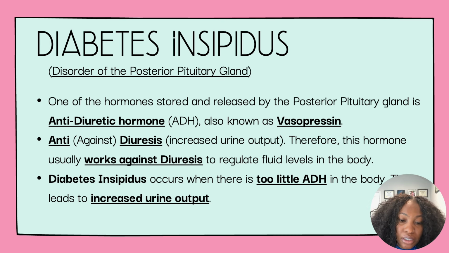Now, diabetes insipidus happens when there is too little ADH in the body. And so because of what ADH already does, we know that if there's too little ADH in the body, there is going to be increased urine output. So the anti is no longer able to happen because there's too little of it. So the patient is going to have increased urine output, which means they're going to be peeing a whole lot.